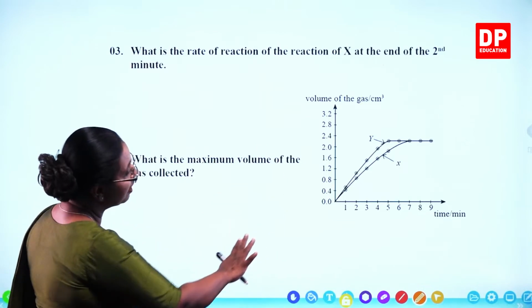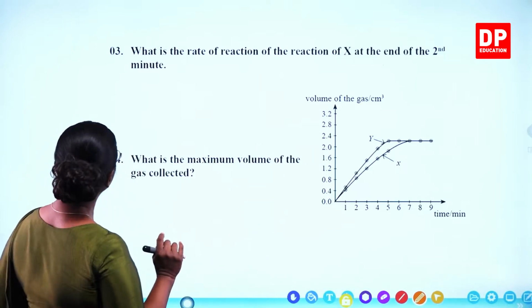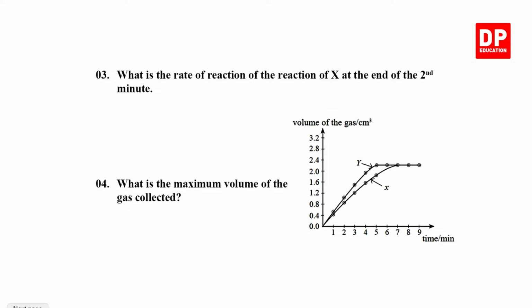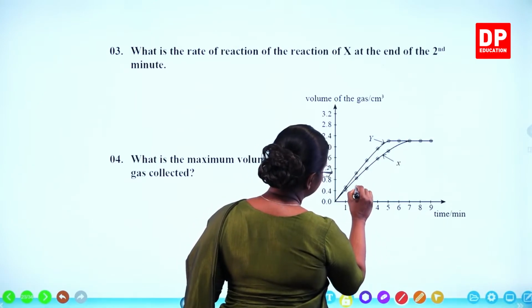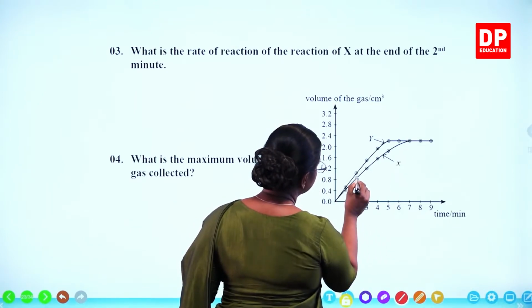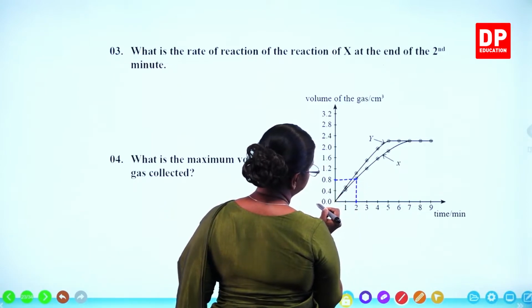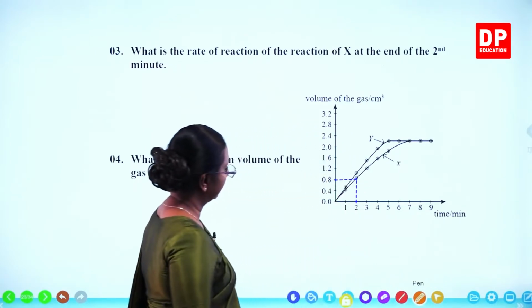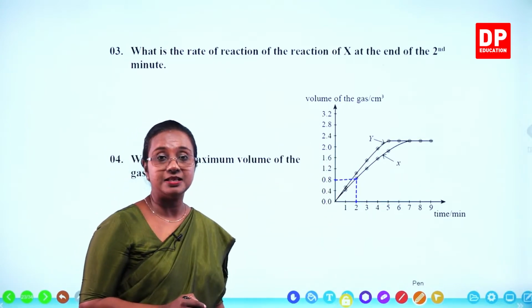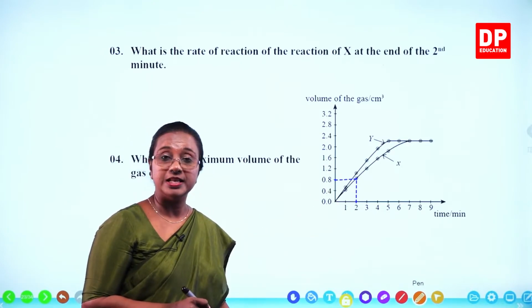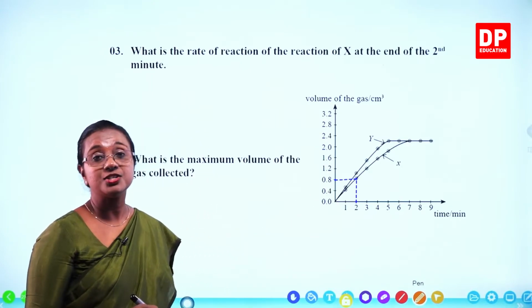Part 3, the same graph. I have explained this to you all well. What is the rate of reaction of the reaction of X at the end of the second minute? So after 2 minutes, you have to consider that. Now 2 minutes and X. If we draw a line here and here. So if we calculate, now volume of gas that has been collected is 0.8 centimeter cubes and it is 2 minutes. How do you calculate the rate of reaction?